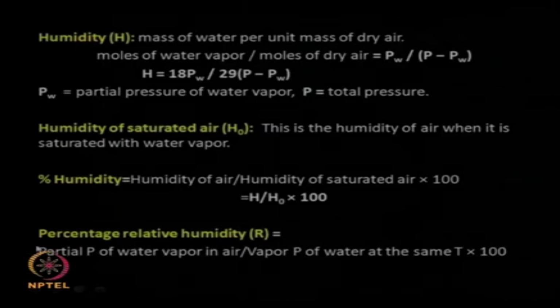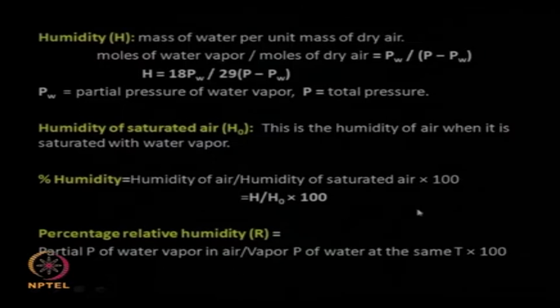So this is the amount of water that is present in the air, and this is the vapor pressure of water at the same temperature, that gives you the percentage relative humidity. So if the percentage relative humidity is low, that means the amount of water present at that temperature in the air is low. If the percentage relative humidity is very high, nearing 100, that means it is fully saturated, a lot of water is present in the air, because it is a function of the partial pressure of water in air and the vapor pressure of water at the same temperature. So this is percentage relative humidity.